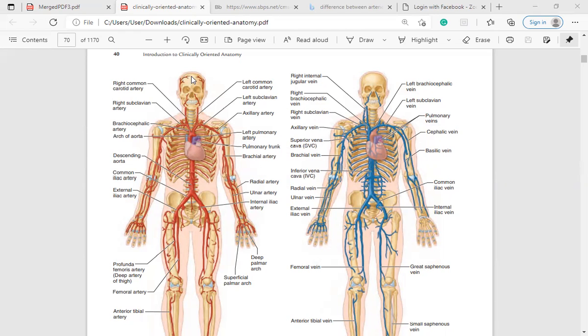So anastomosis simply means a connection between different blood vessels. Okay, so the branches of the internal carotid artery form anastomosis around the brain, and that anastomosis is called the arterial circle of Willis, or circus arteriosus. So the anastomosis, or the connection of blood vessels in the brain, is called the arterial circle of Willis.